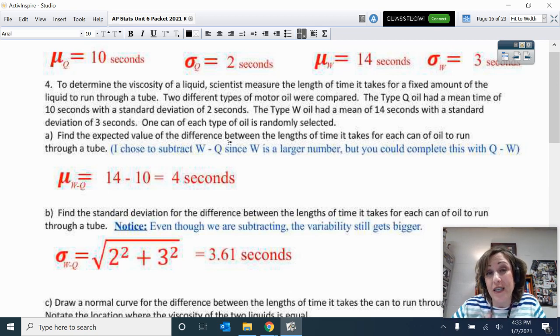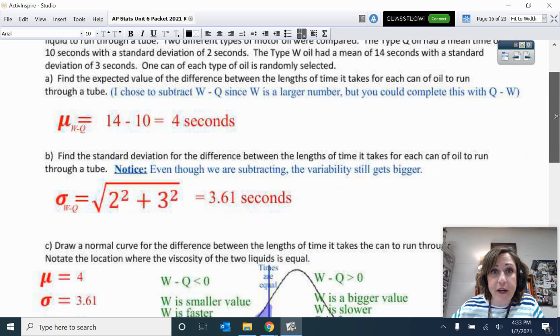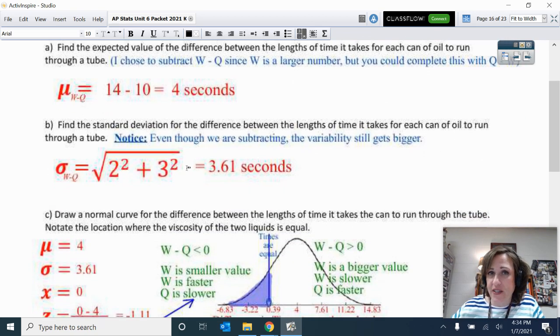So that's personally what I thought about why I wanted to do W minus Q. And so that was 4 seconds. But if you did Q minus W, because that's how it was written, then you have a -4 right here. Now, FYI, regardless, you have the same standard deviation, whether you did W minus Q or Q minus W. The standard deviations added, even though you're finding the difference between them.